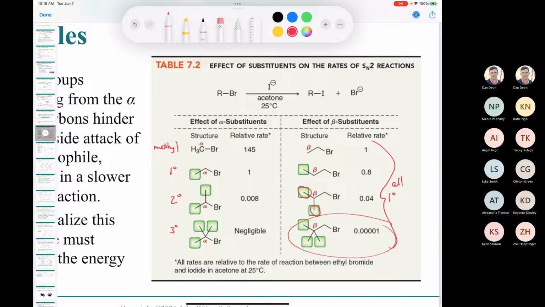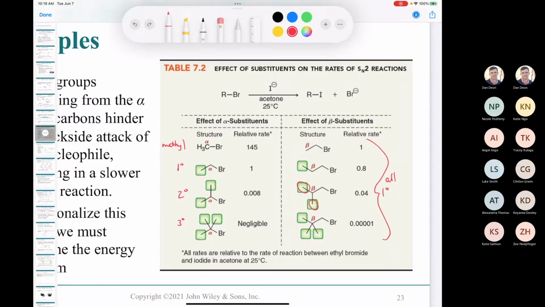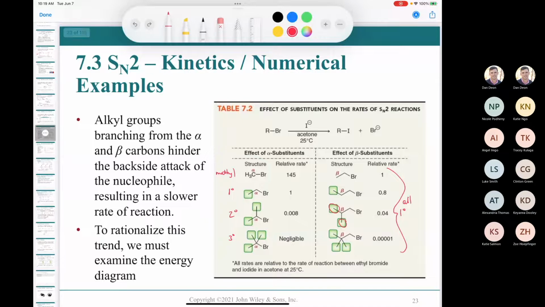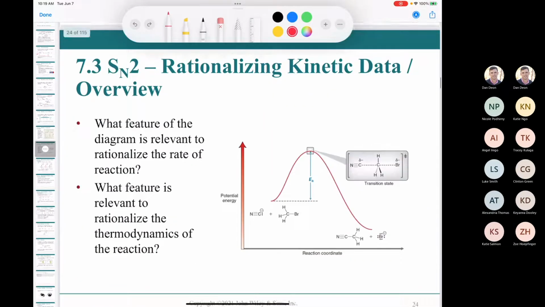If you have enough beta branching, it doesn't work with that either, or it's going to be super duper sluggish, really not useful for chemists.